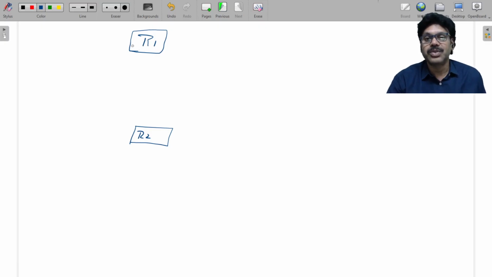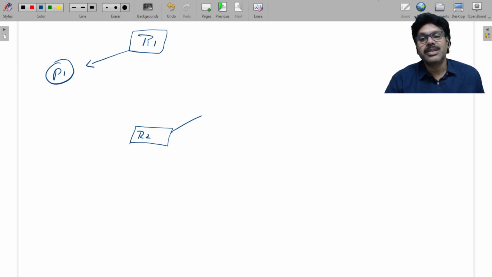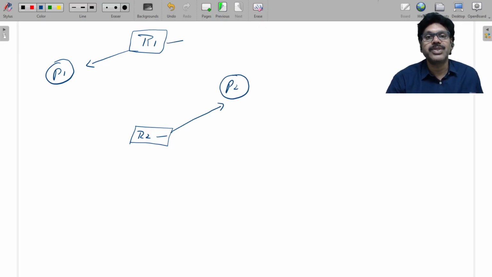So there are two resources. One I have given to P1. Now P1 acquired resource R1 and R2 is given to P2. Resource numbers are correctly mentioned because first is R1, next is R2, next is R3. Likewise, you need to go in an incremental manner, either decreasing or increasing. We don't mind. Now we are trying to see that the circular wait is broken.